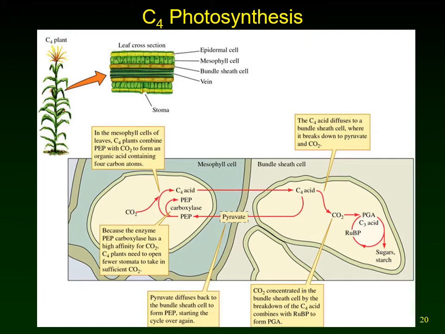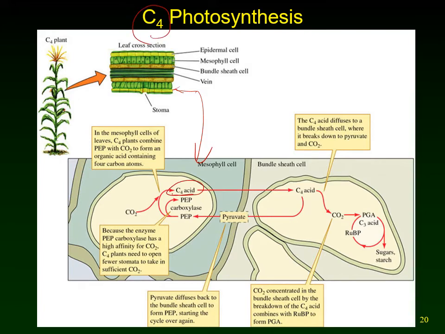When the carbon dioxide comes into the leaf of the plant from the stomata, that carbon dioxide is picked up by one of these spongy mesophyll cells, which are these guys right here. The carbon dioxide is picked up by the enzyme PEP carboxylase, which is very sticky. It sticks to it so that the carbon dioxide can be picked up even if you have a very low concentration of carbon dioxide. It produces this C4 acid, which is where the C4 name for C4 photosynthesis comes from.